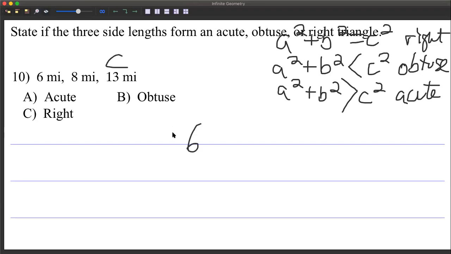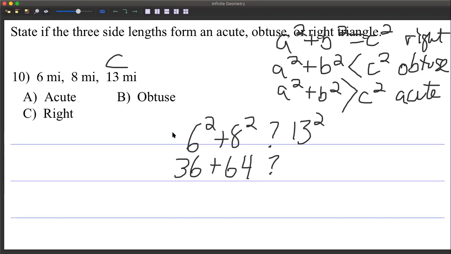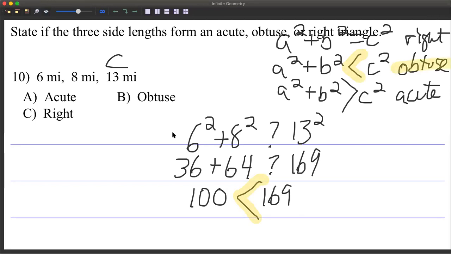So I'm checking 6 squared plus 8 squared. How will that compare to 13 squared? Well, 36, 64. 13 squared is 169. 36 and 64 is 100 when you add them together. 100 is less than 169. So now I'm like, okay, it certainly isn't a right triangle. I'm matching up my symbols here. I'm looking at this symbol and that matches this one right here. So I must have obtuse. Choice B.